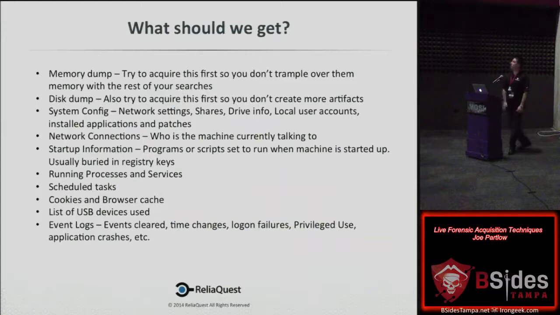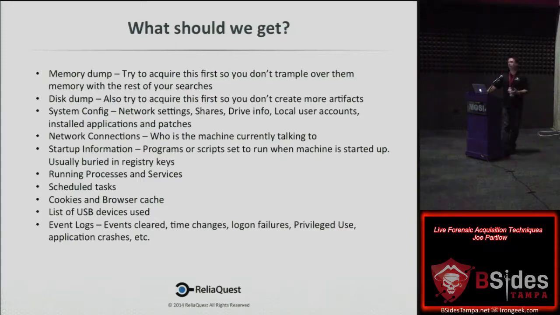So what type of stuff should we get when we do the live acquisition? Obviously there's a ton of different things going on. It depends on the OS, what we want to do. This is kind of specific to Windows, but obviously you have Linux machines and various other OSs. So the big thing is the memory dump. Try to get that first, because remember, any commands that you run are going to alter that memory a little bit. So try to get that dump first out of the way.